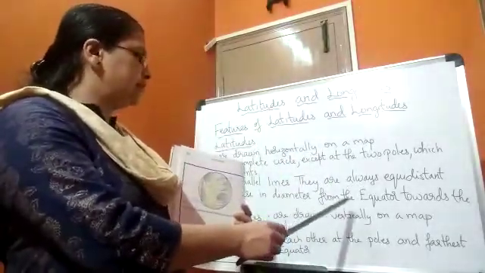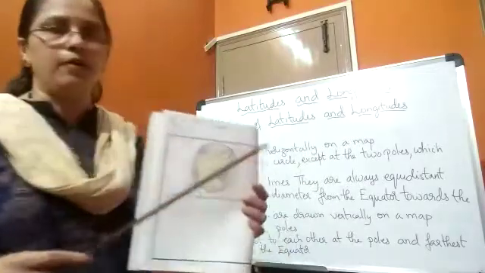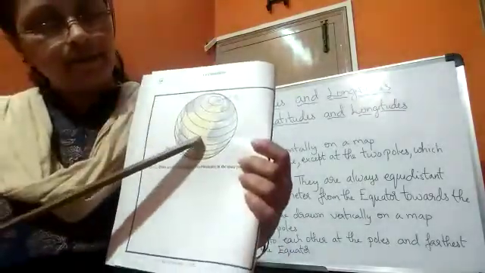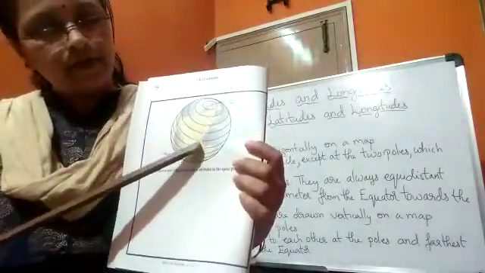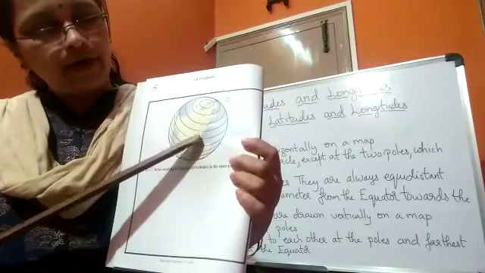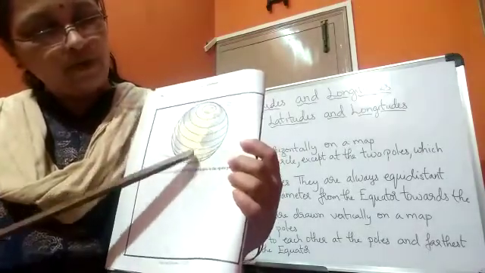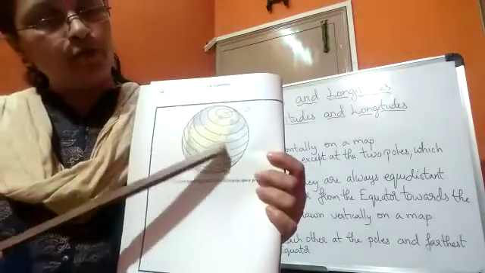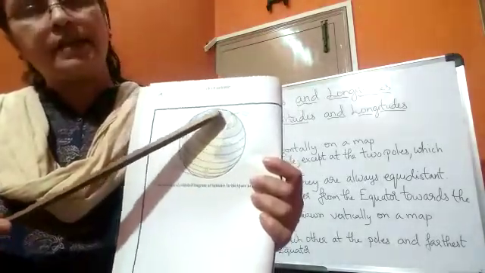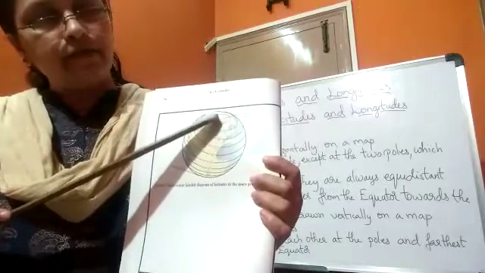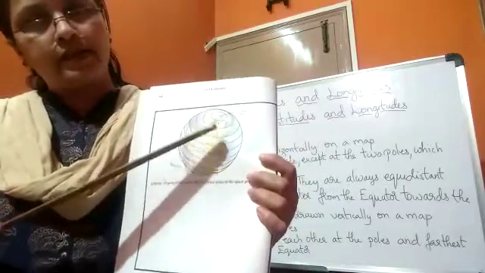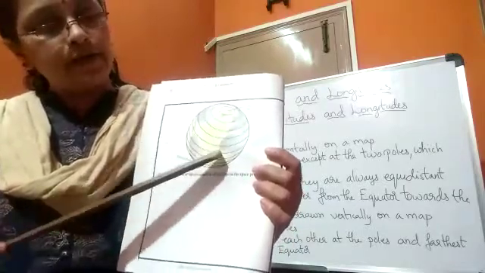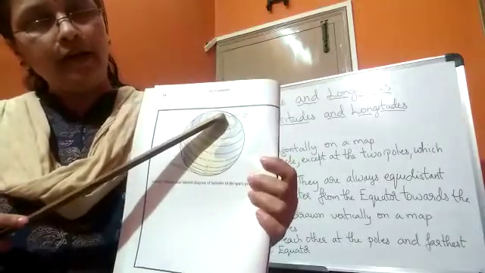They decrease in diameter from the equator towards the pole. This is the equator. From the equator to the North Pole, they go on decreasing in diameter. See, this will become a very small round circle. So the diameter decreases towards the pole.